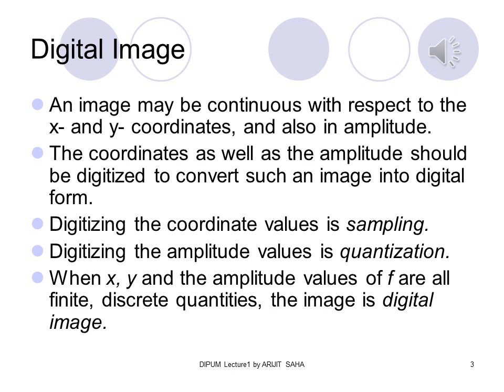So when x, y, and the amplitude values of f are all finite, discrete quantities, the image is a digital image. That means we have to sample and quantize the analog or continuous values of an image in order to discretize, or rather digitize, it.